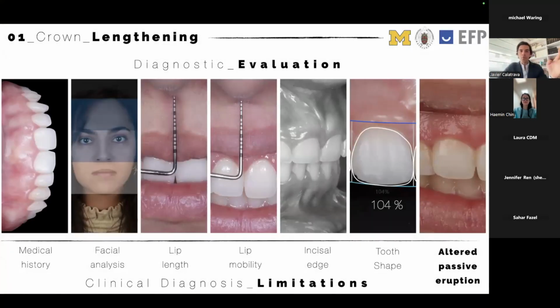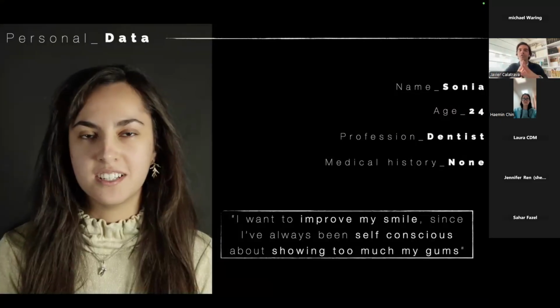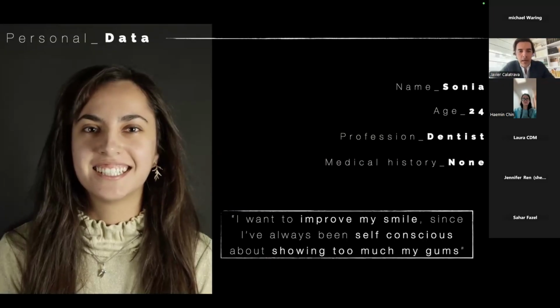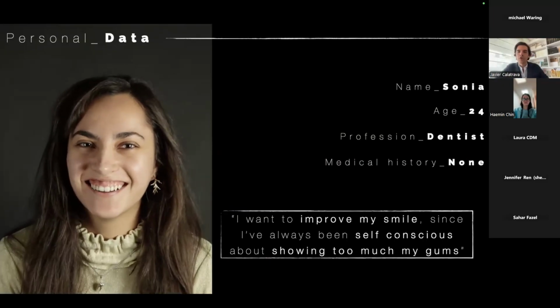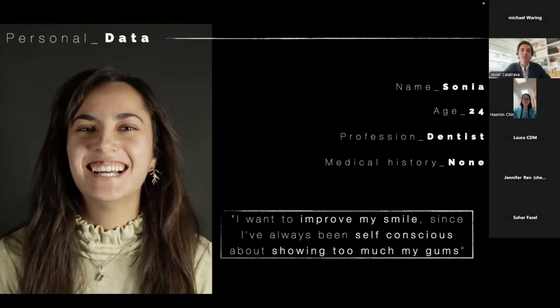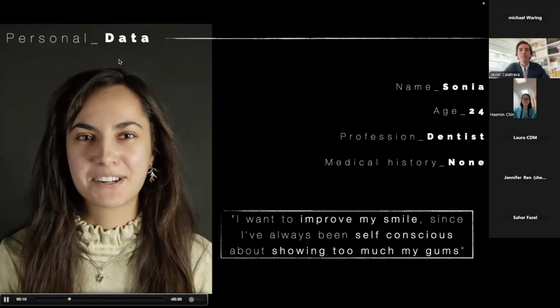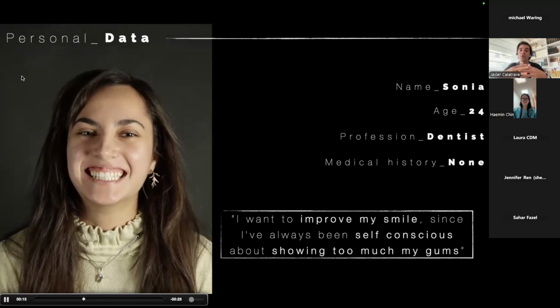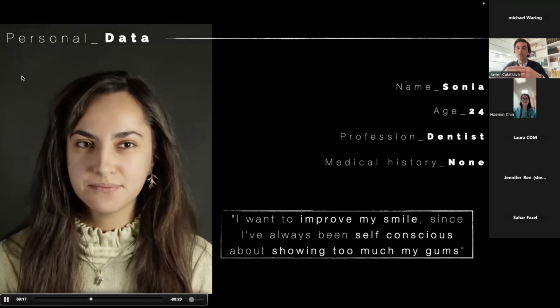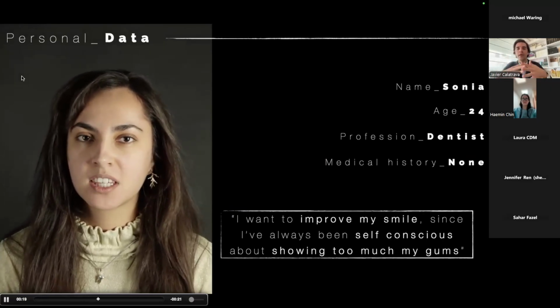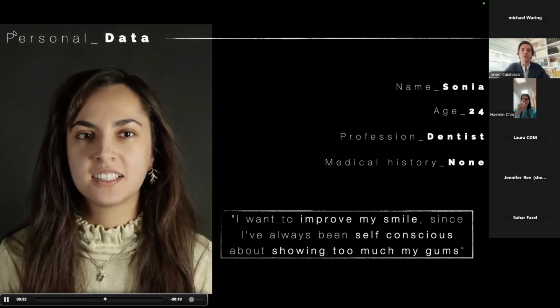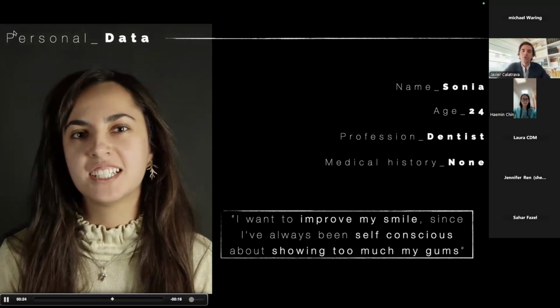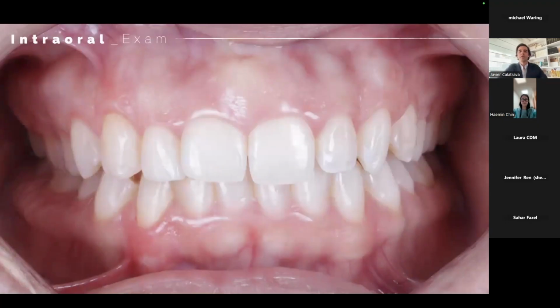So remember, this conventional diagnostic evaluation that we had to do in a conventional way, let's see how we can take all of this information in a digital way. And this patient, and now friend of ours, came to us while we were doing the residency. So we were just in the same situation that you guys are in right now. Her name was Sonia. She was a dental student who, as she went through the classes of dental school, realized that her smile was not ideal. She was self-conscious about her smile and wanted to improve it because she showed her gums too much. Same chief complaint as always.